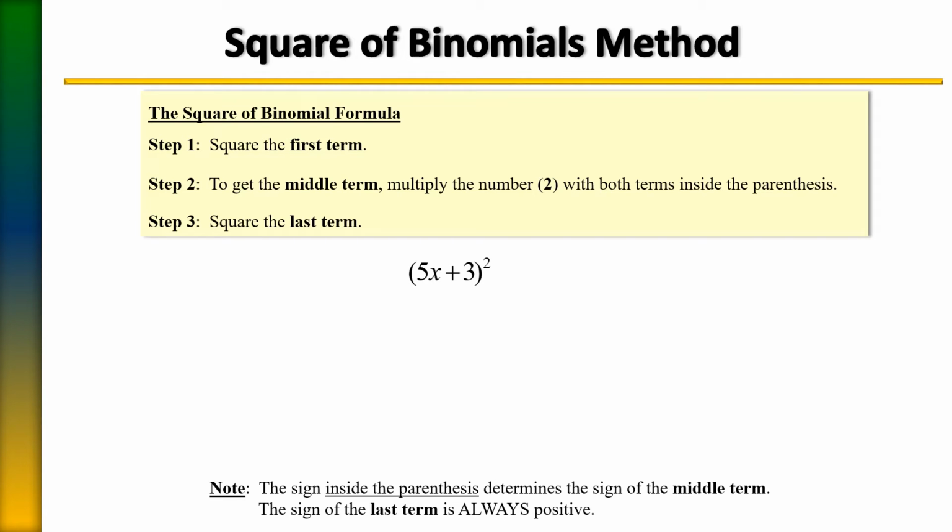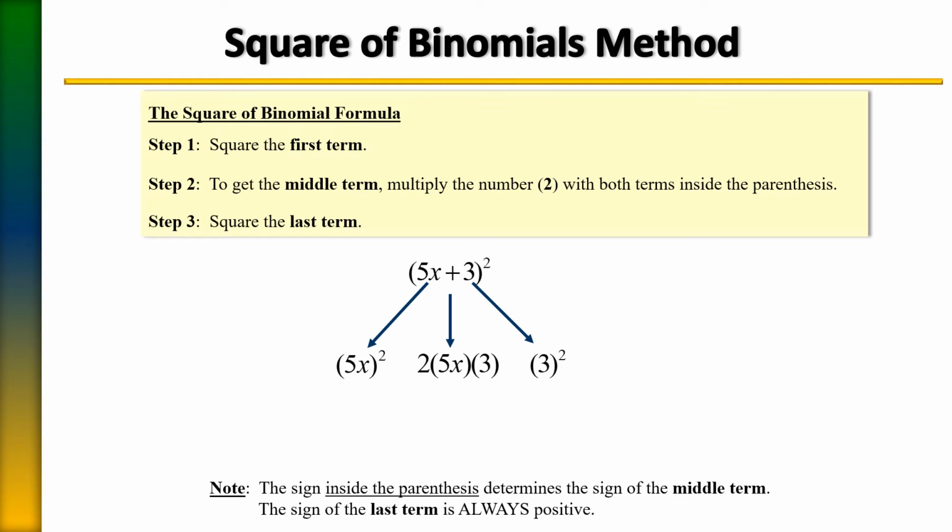Step 1 is to square the first term. So 5x squared. To get your middle term, all you have to do is multiply the number 2 along with the 2 terms that are in the parentheses. In other words, 2 times 5x times 3. Multiply those 3 things together. To get your last term, all you have to do is square that last term, which is 3.